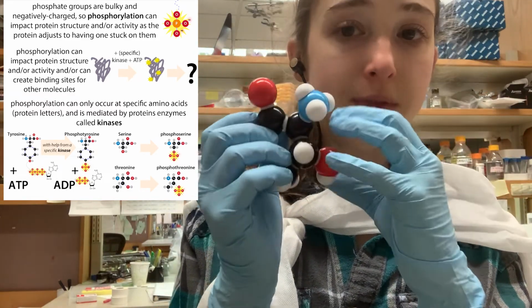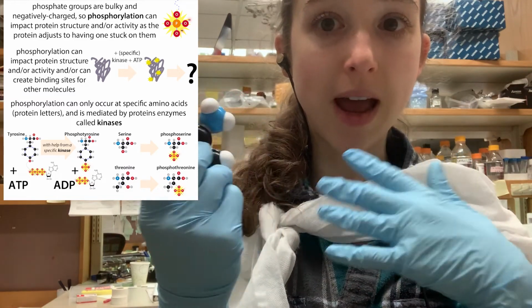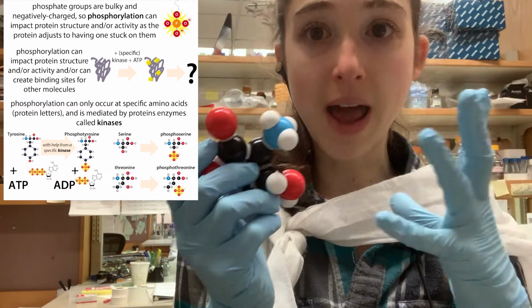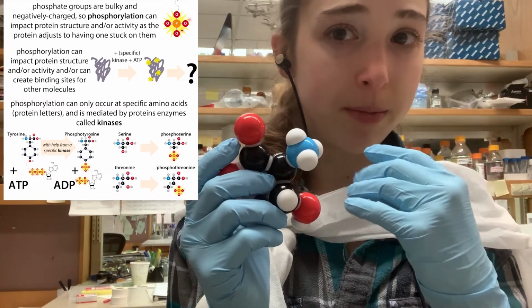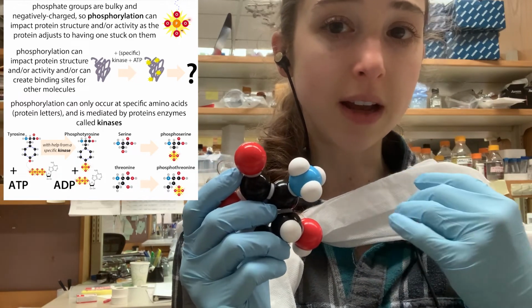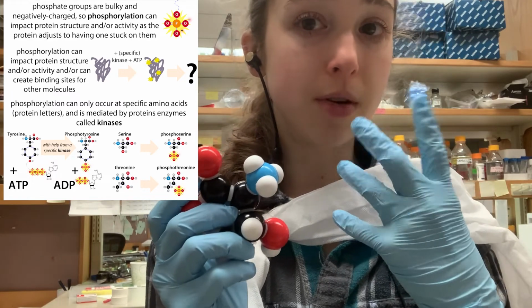This phosphate group is negatively charged and bulky, and so it can influence how the protein is shaped and how it acts. You can think about it as creating new binding sites or removing binding sites that may affect what the protein hangs out with, and it can also influence the protein's fold.